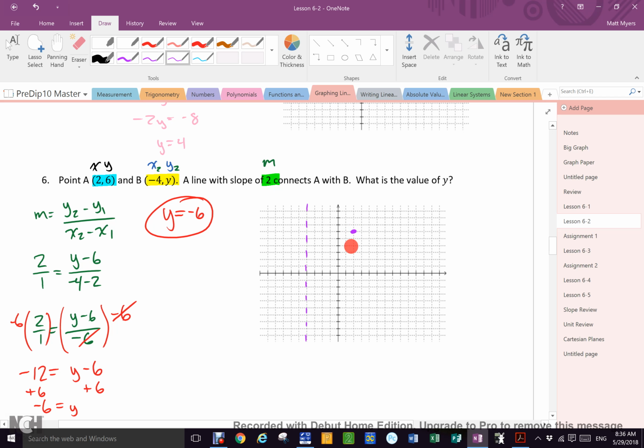So if I go down 2 and left 1, is that a slope of 2? Yes. And if I keep going down 2 and left 1, is that a slope of 2? Yes. And if I go down 2 and left 1, oh, have I hit negative 4? And what is the value of y? 1, 2, 3, 4, 5, 6.